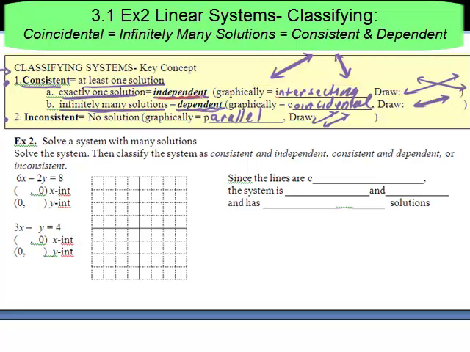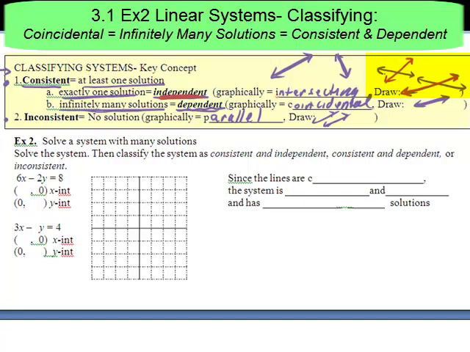Versus independent lines, here's an independent system. You have two lines, they intersect once. If I decide to move that red line, it's steeper slope. Do you have to move the second line? No, you don't have to. That line can stay where it is. So if you move one line, you don't have to move the other line.